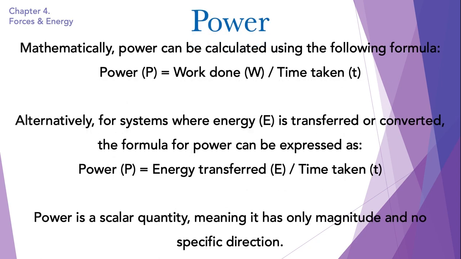So mathematically, power can be calculated using this formula. Power is equal to work done divided by time taken. The symbol for power is P, but the symbol for watt, which is the SI unit of power, is capital W. Remember, don't confuse this watt with the work done over here. So work done divided by time taken is equal to power. Alternatively, for systems where energy is transferred or converted, the formula for power can be expressed as energy transferred divided by time taken, rather than work done. Power is a scalar quantity, meaning it has only magnitude and no specific direction.